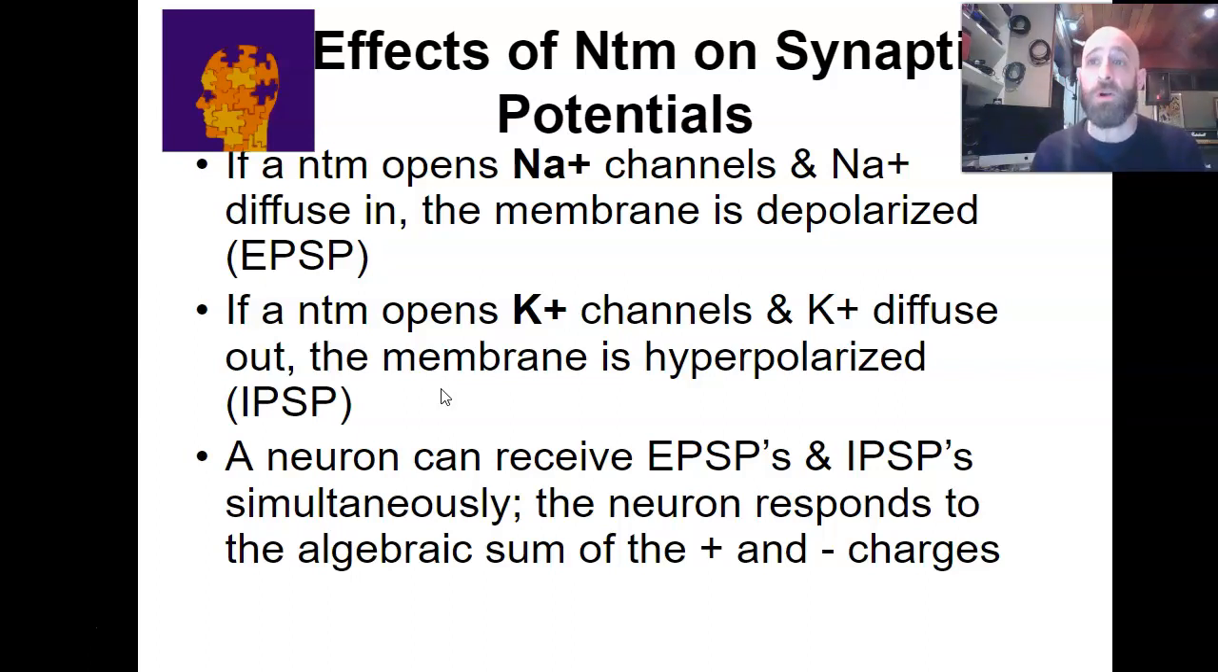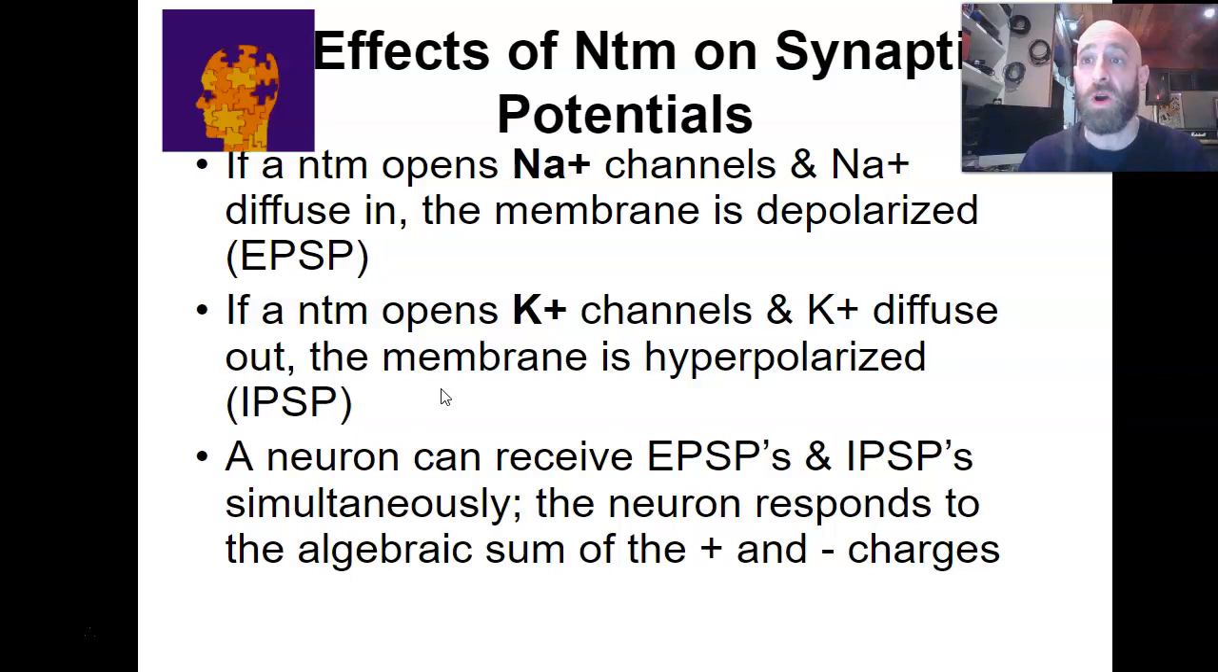So essentially, a neuron is getting both messages all the time. And it's just a matter of what is there more of. If there's more excitatory neurotransmitter, that neuron's going to fire off. If there's more inhibitory neurotransmitter, that neuron's not going to fire off. So it's a balance of those two things.